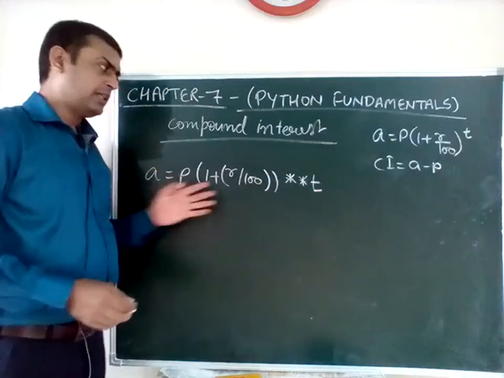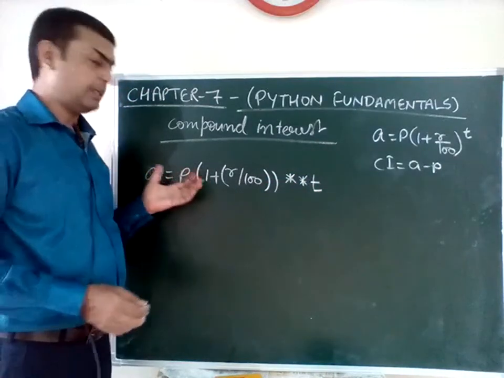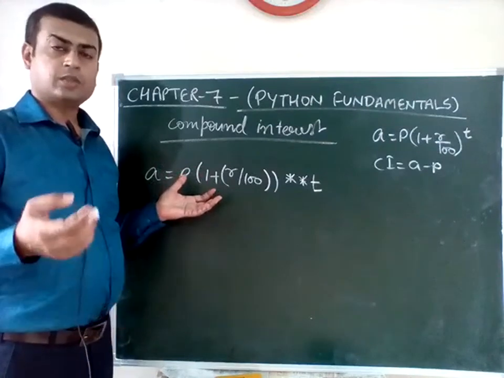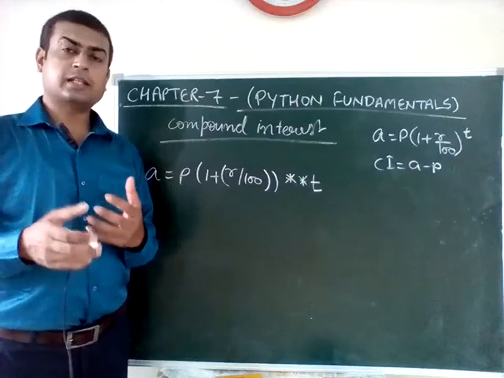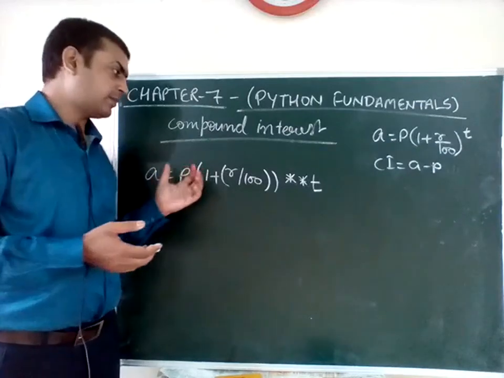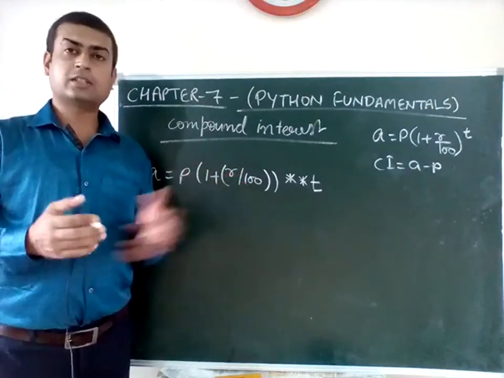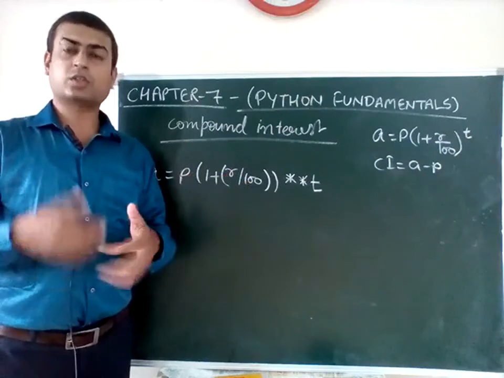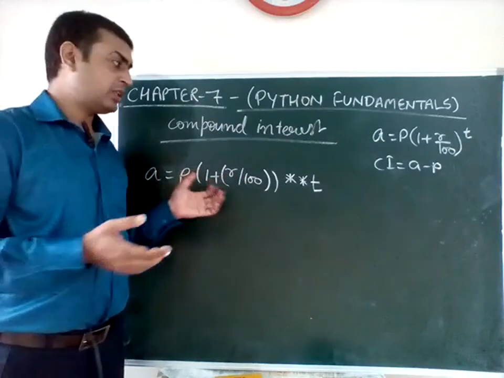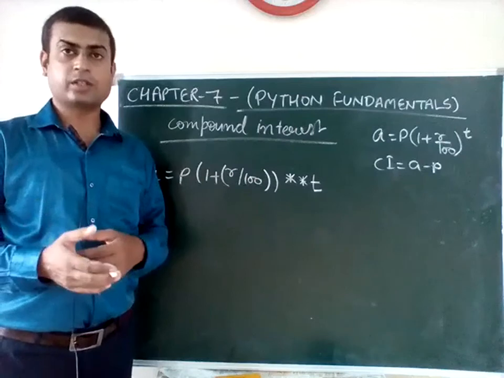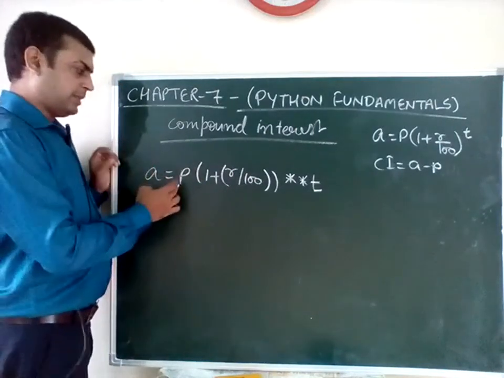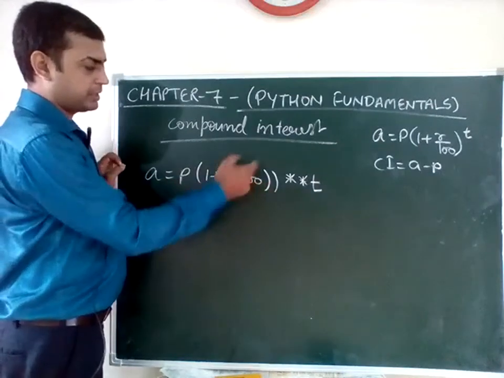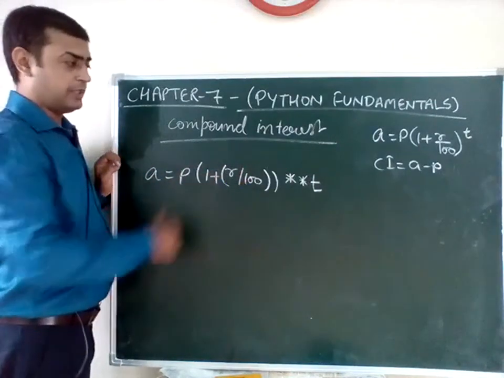Now in this statement one error is there. Without rectifying this error, your program will generate the error that this float or this integer is not callable. Not callable means you have not written the statement correctly. So what is the error in this? Can you see the statement? P into 1 plus R slash 100 into T.